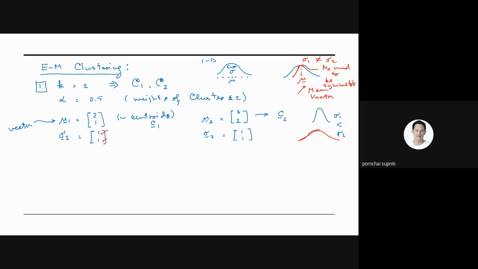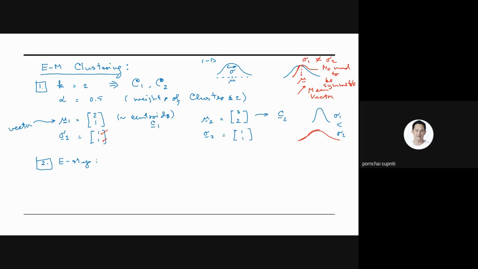Okay, so that's the first step. And then, let's go to the second step. So k-means and EM are very similar in this way, right? I think the important part is also in the second step, which is the E step. In k-means clustering for the second step, what we do is compute the Euclidean distance.